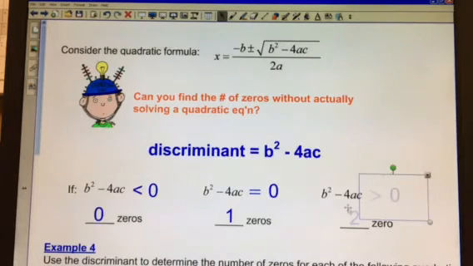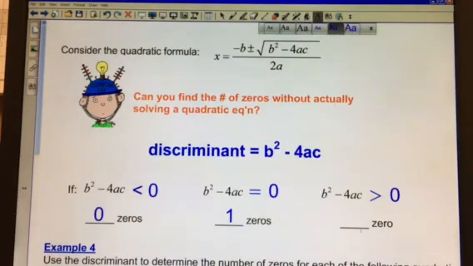And last but not least, if b squared minus 4ac, the discriminant, is greater than 0, you'll have some number that you can evaluate in the quadratic formula in this part. Because it's plus or minus a number, that will give you two possibilities. Let me put this back. Okay.